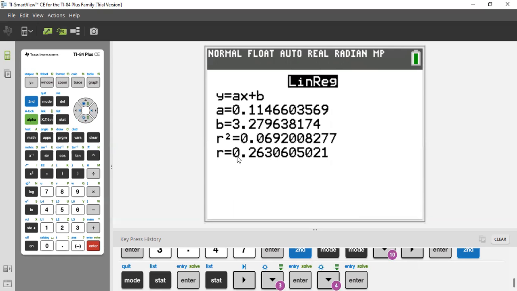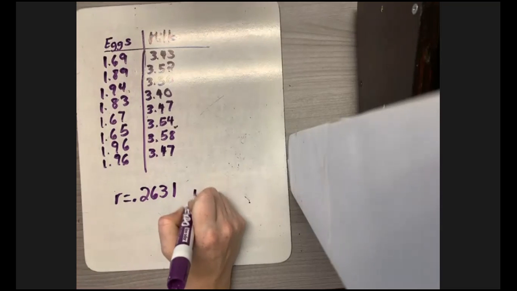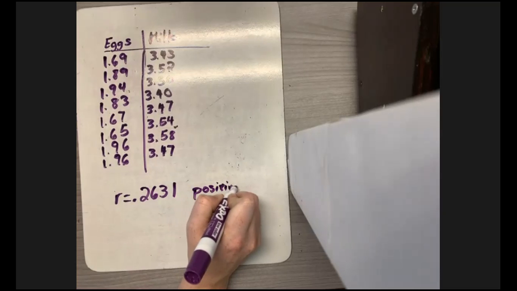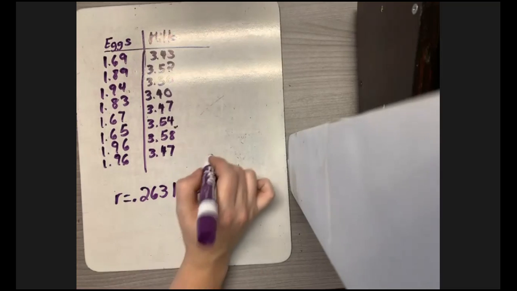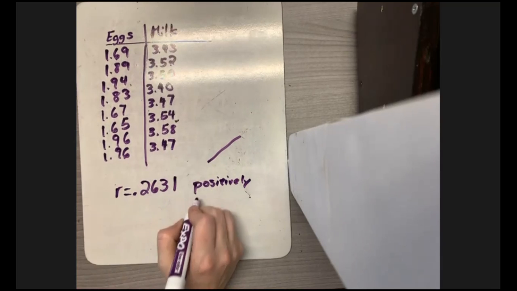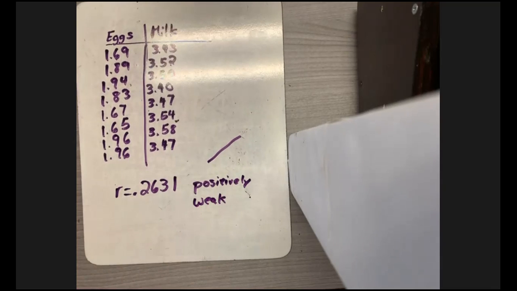This is the one that we need. The a and the b will come up for the next section, section 4.2, but for right now, we just need the R value. So the R value for this data set is 0.2631. So we know that this is positively associated, which means they're going up a hill, but it's a fairly weak connection. It's only at a 0.2.